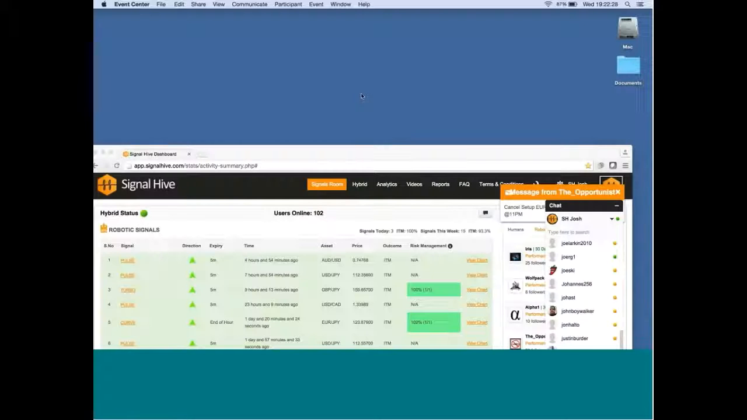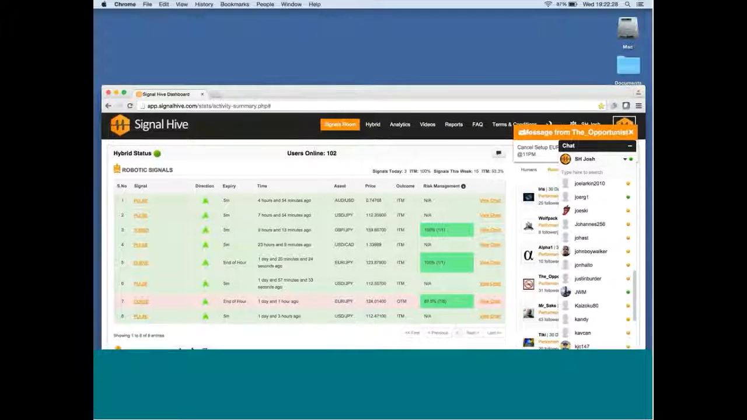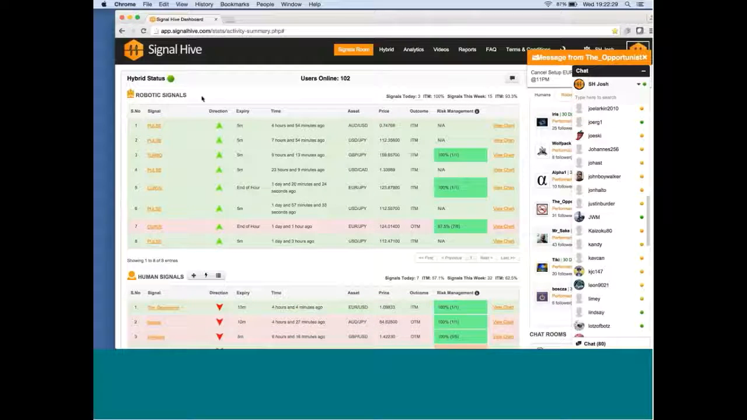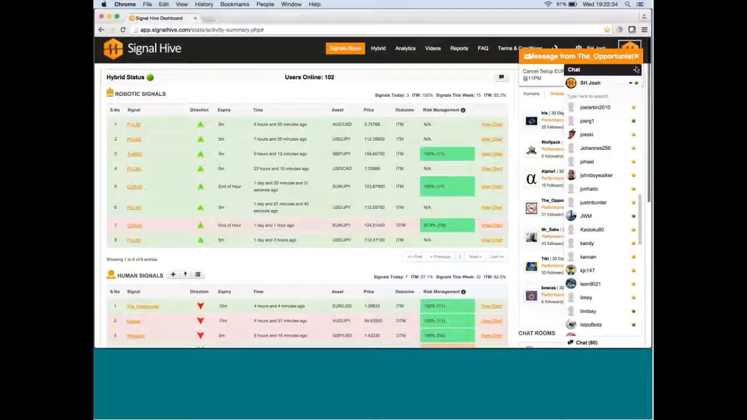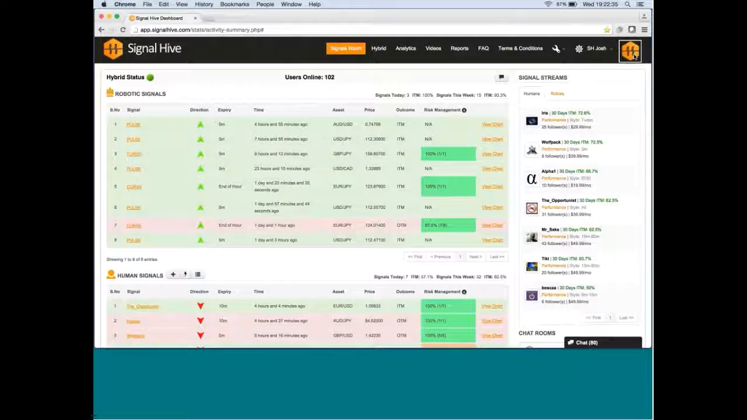Okay, I think you should be able to see my desktop now, if I'm not wrong. So this is how Signal Hive looks, okay? Take a moment to process this. At the top, you have the ribbon, and here's the signals room. Here's the hybrid settings. If you click on that, you can connect to your binary.com account and put in your risk settings for every signal stream, okay?